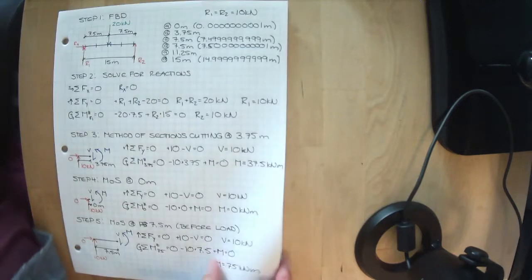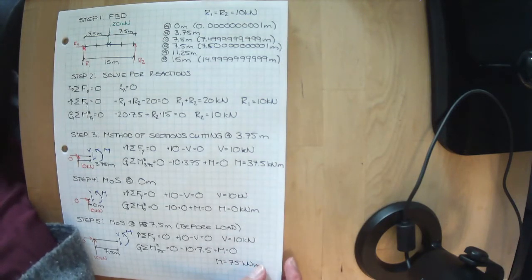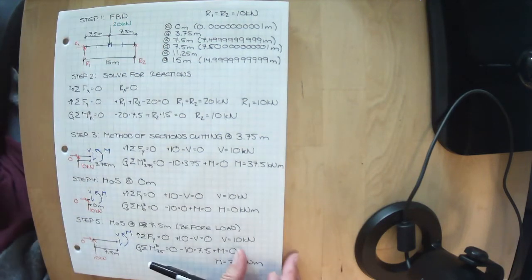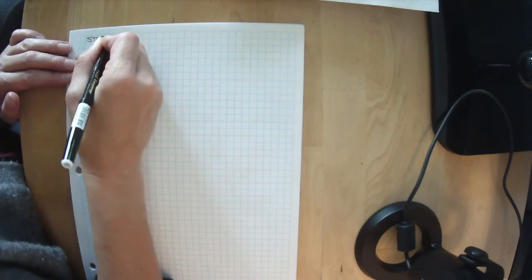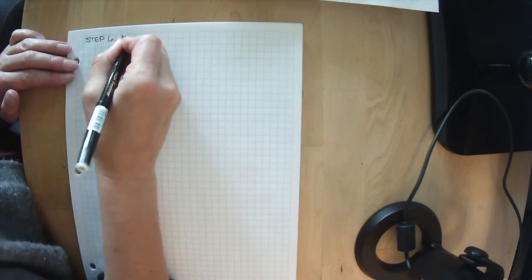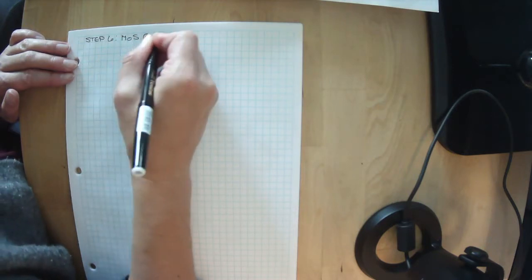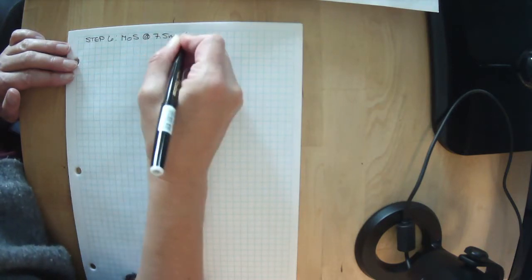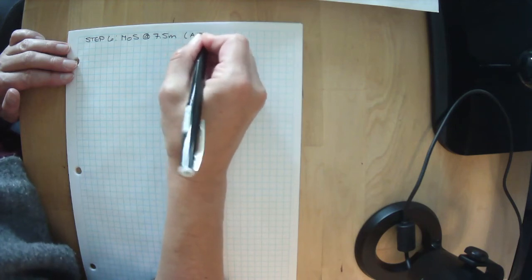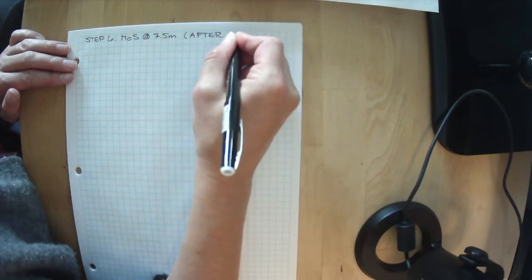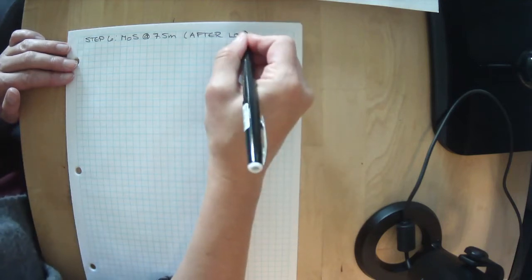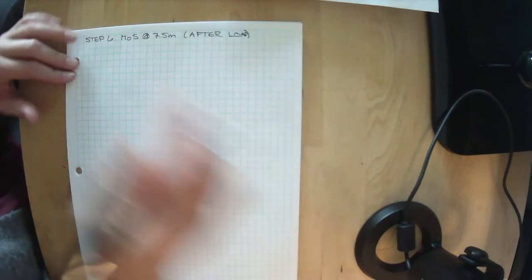Okay, so we're getting some good information now. We've cut our beam at a few spots. Let's now cut it just on the other side of that 20 kilonewton point load. So, step 6, method of sections at 7.5 after point load. Okay, so we're doing it just after the point load now.